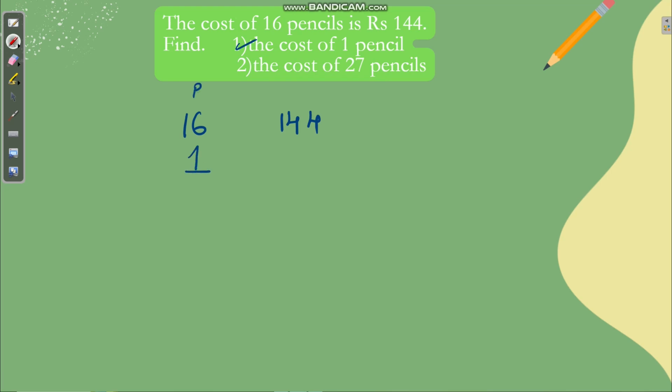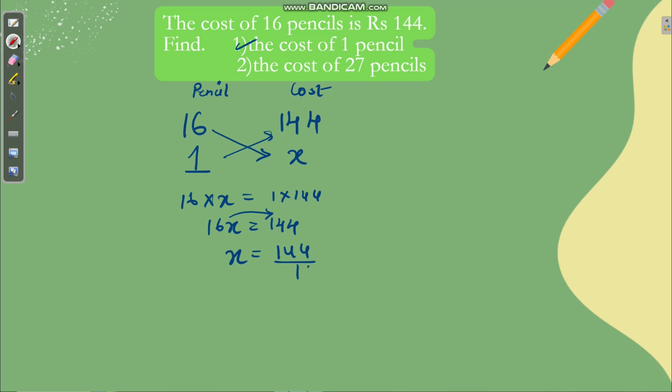This side is pencils and this side is cost. We don't know the cost of one pencil, so x. Now just cross multiply. So 16 into x is equal to 1 into 144. So 16x is equal to 144. Take the 16 that side, so x is equal to 144 upon 16. 16 nines are 144. So x is equal to 9. This is rupees 9. So the cost of one pencil is rupees 9.